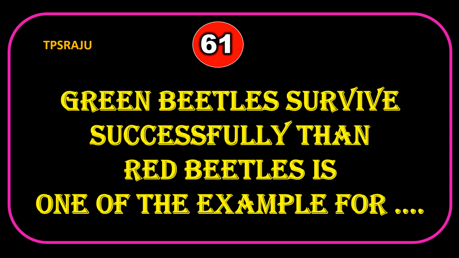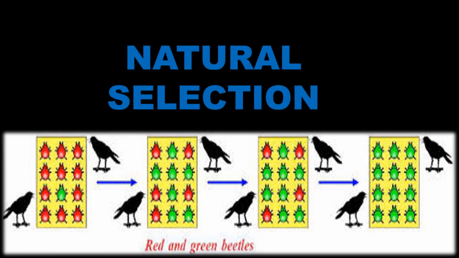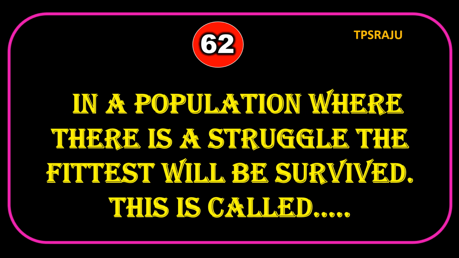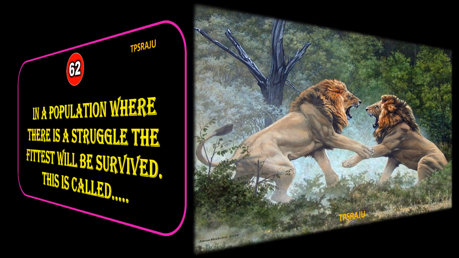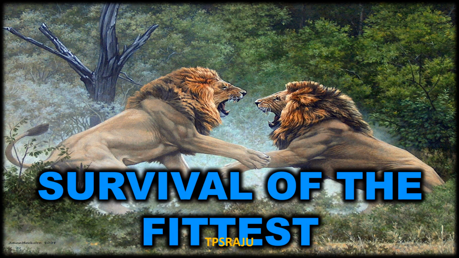Green beetles survive more successfully than red beetles is one of the examples for natural selection. In a population where there is a struggle, the fittest will survive. This is called survival of the fittest.